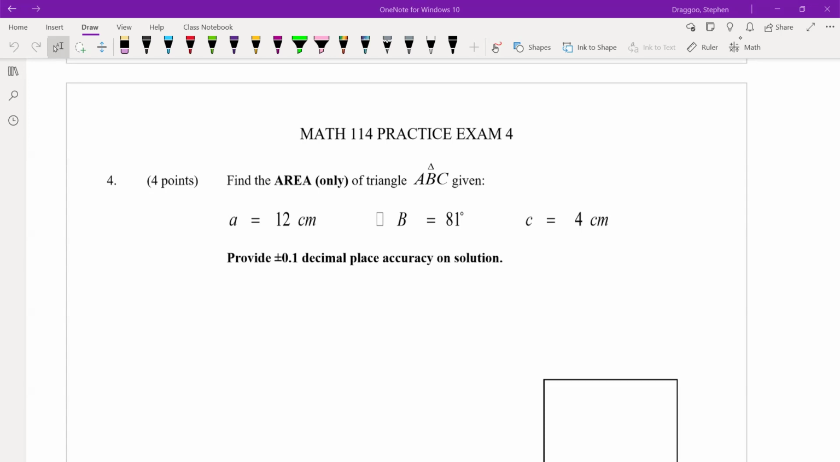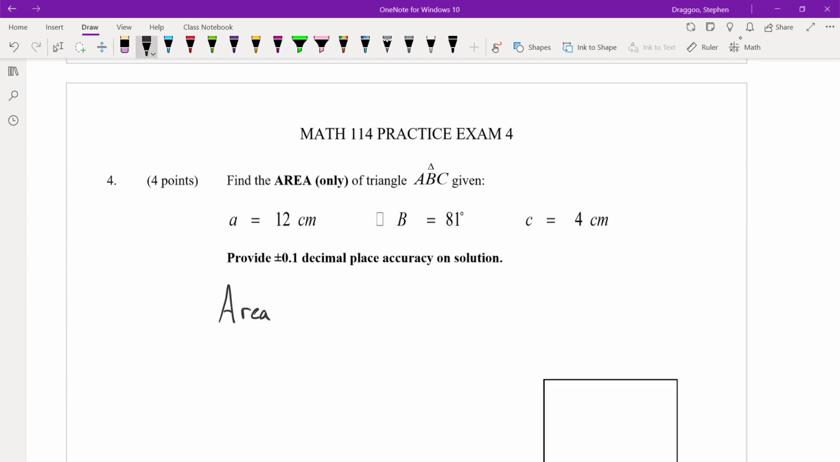So finding the area of triangle ABC, given that we know side A, angle B, and angle C. With the provided information, this is the beginning of a side angle side problem. If we had to solve the whole triangle, we'd start with the law of cosines. But we only need the area, and as it turns out, we're given just enough information to calculate the area without needing to solve the rest of the triangle.